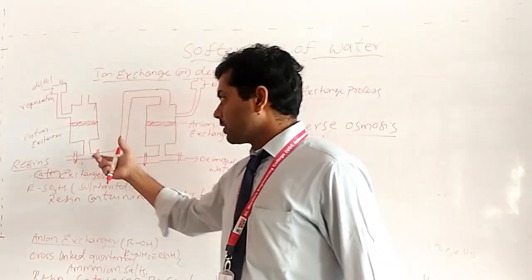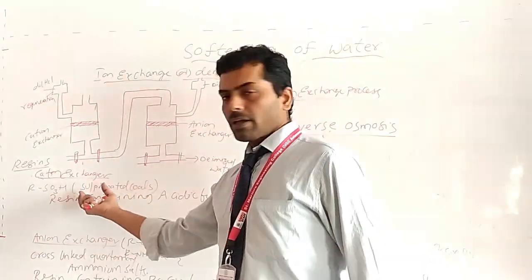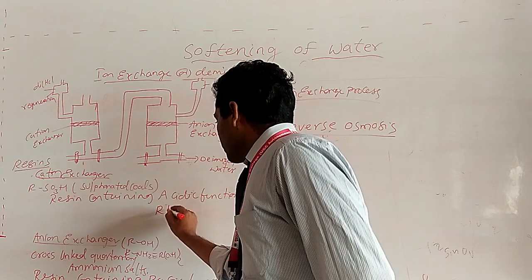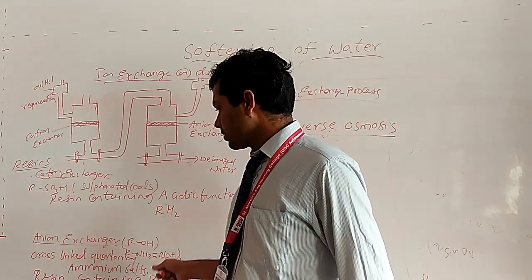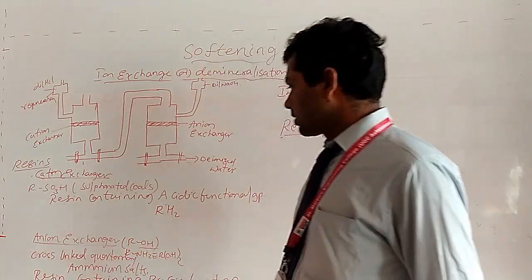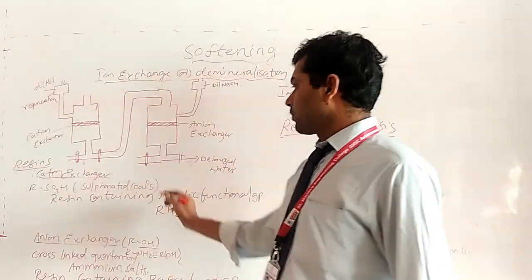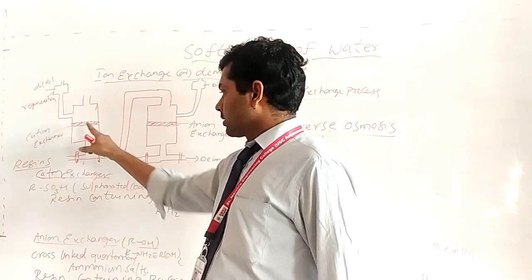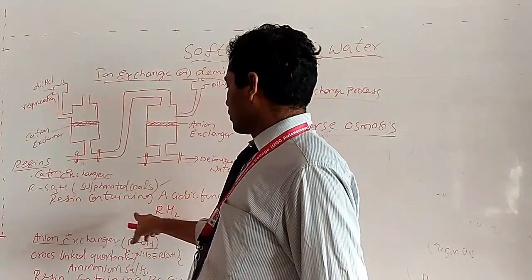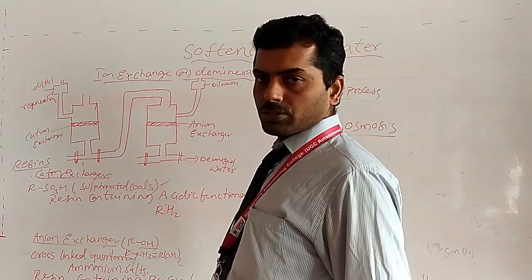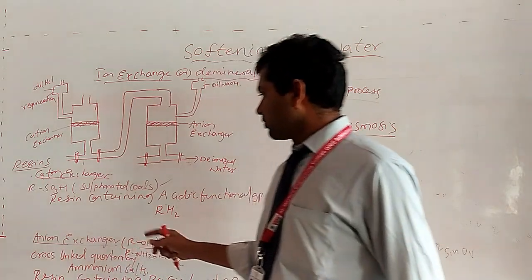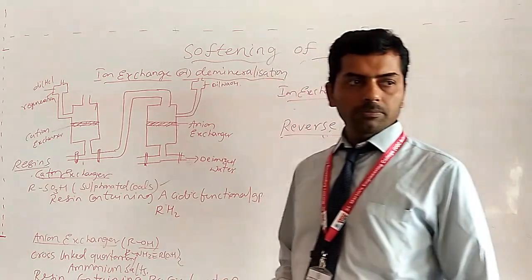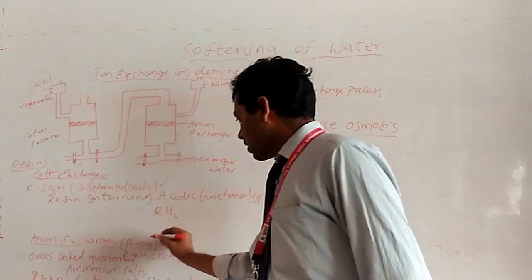There are two types of resins involved in this ion exchange equipment. That is the cation exchange resin, made up of sulfonated coal, which has the functional group RH2, and the anion exchanger, which has the functional group ROH. The cation exchanger, a sulfonated coal with the acidic functional group RH2, is placed in the left chamber of the ion exchange equipment. Next, the anion exchanger is kept in the right side chamber, made up of cross linked quaternary ammonium salts having the basic functional group ROH.